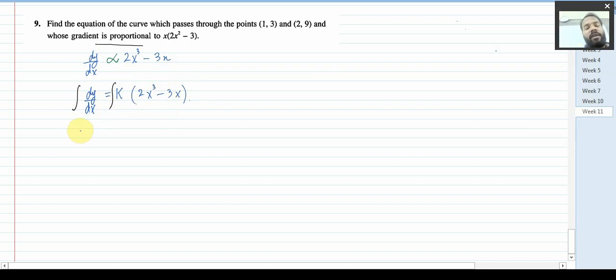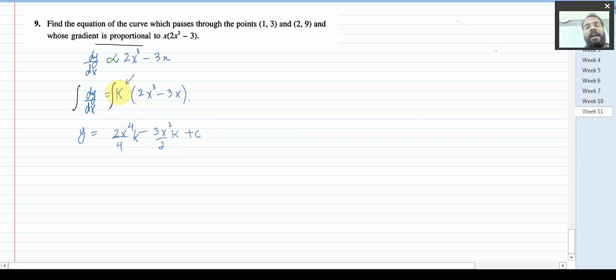So y is equal to the integral of 2x cubed, which will be 2x⁴ divided by 4. The integral of 3x will be 3x² upon 2, plus c. Alright, and we need to apply k here as well. So we have k multiplying here. Now we have an equation in terms of k and c.